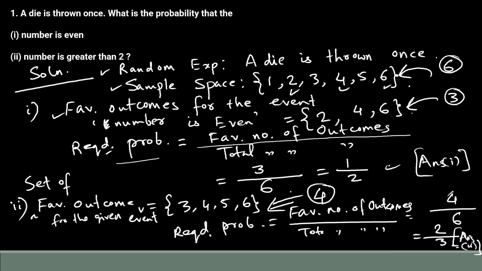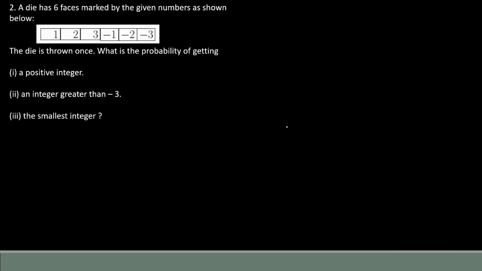So hope this is clear to you. Let's move to the next problem. So I hope you are solving it on your own first. A die has 6 faces marked by given numbers as shown. So these are the 6 numbers that are on the die. The die is thrown once. What is the probability of getting a positive integer, an integer greater than minus 3, a smallest integer?